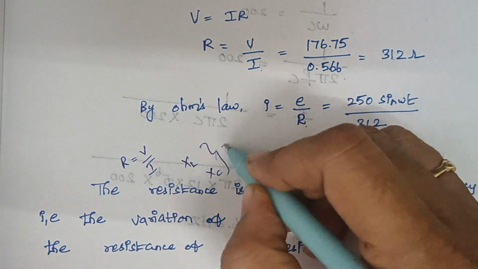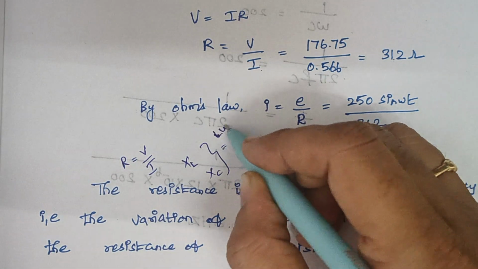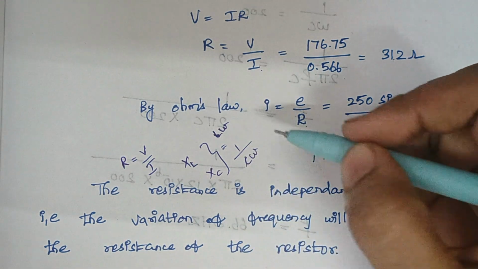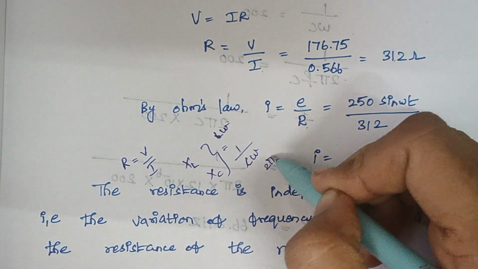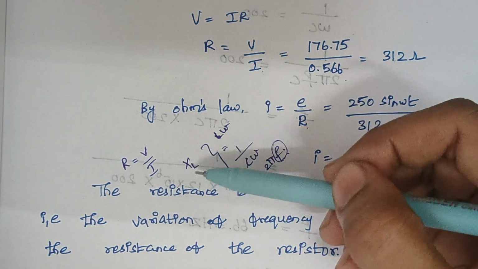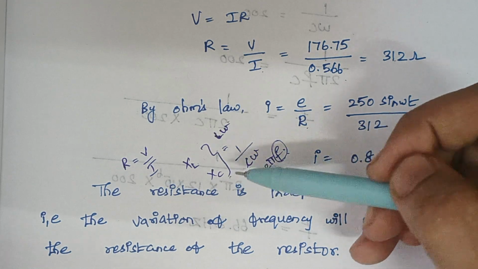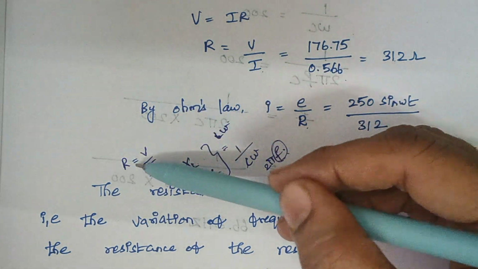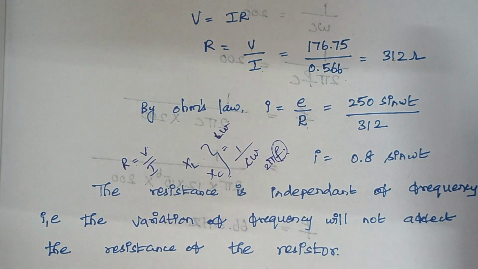XL is represented as L omega and XC is represented as 1 by C omega. So what is omega? Omega is nothing but 2 pi f. So whenever the frequency changes, the value of XL and XC will automatically vary. But in the case of resistors, the resistor is independent of frequency. It depends only on voltage and current and not on the frequency. Therefore, the variation of frequency will never affect the value of resistance. So problem number 5 gets over here. We will proceed with problem number 6.